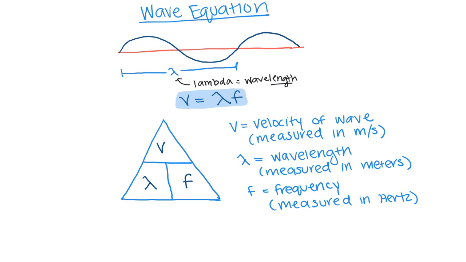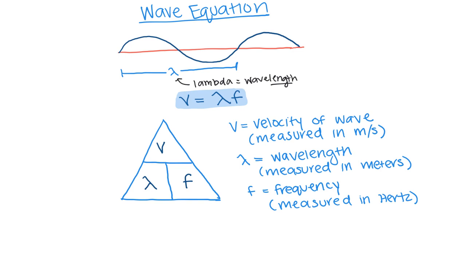So again, whatever is on its own side of the equal sign is going to go at the top of our triangle, and then the 2 variables that are being multiplied together. So again, this means that they are being multiplied. I'm going to draw a little multiplication sign. Those are being multiplied together to equal velocity of the wave.